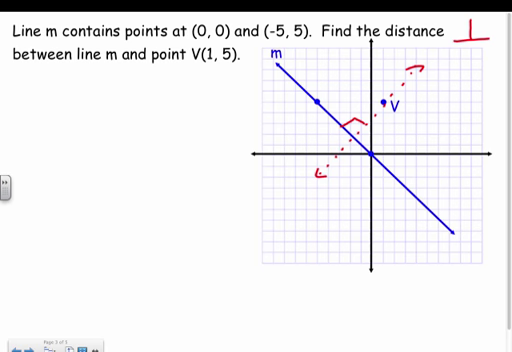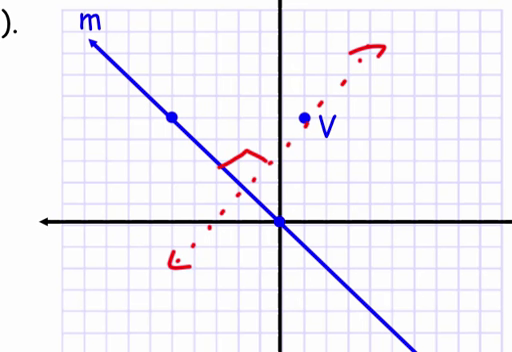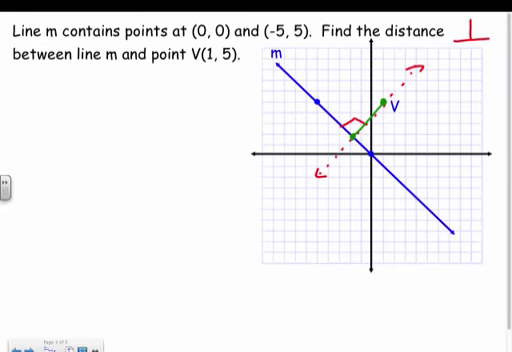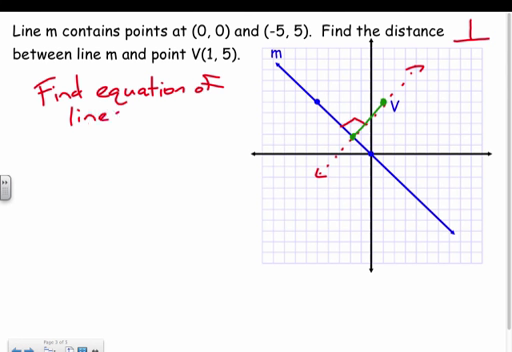So basically, I want to find the distance between M and point B. Here's B, and here would be the line. I want to find the distance of that line. So let's think about some things we might need to know. I'm probably going to need to know the equation of that line, so I'm probably going to have to find the equation of the line. And we'll probably use what? y equals mx plus b for that.